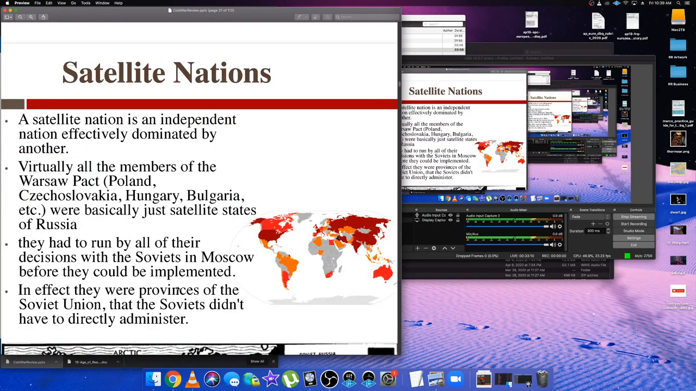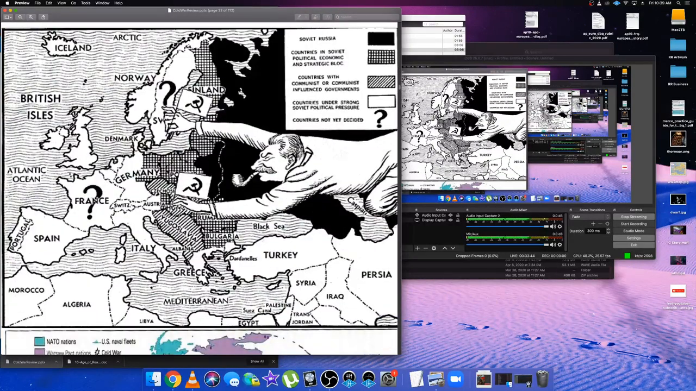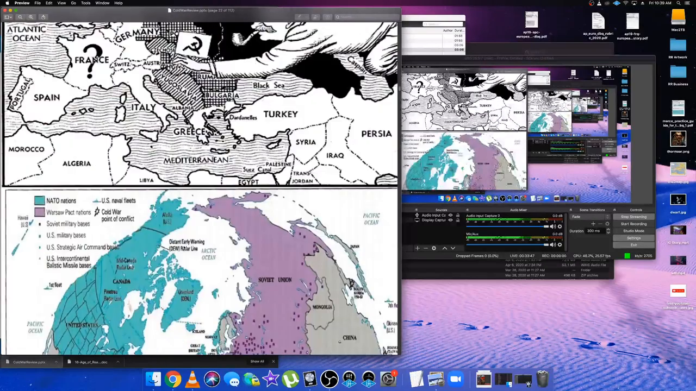Okay, so a satellite nation is basically an independent nation that is effectively dominated by another nation, and virtually all the members of that Warsaw Pact, Poland, Czechoslovakia, Hungary, Bulgaria, etc., were basically just satellite states of Russia. They had to run all of their decisions by the Soviets in Moscow before they could actually be implemented. So in effect, they're basically just provinces of the Soviet Union that the Soviet Union didn't even have to directly administer. Almost think of it kind of like their colonial assets, like back in the olden days with Africa or South Asia and European nations.